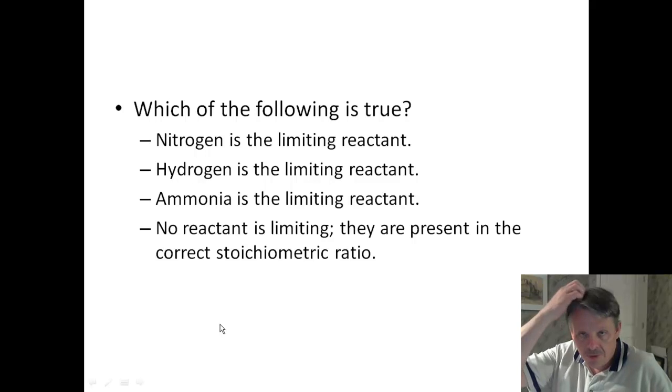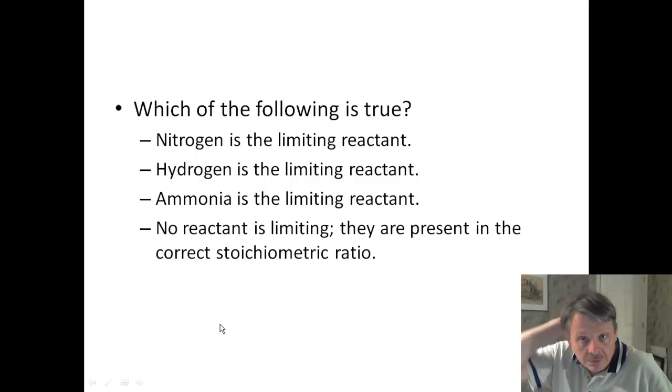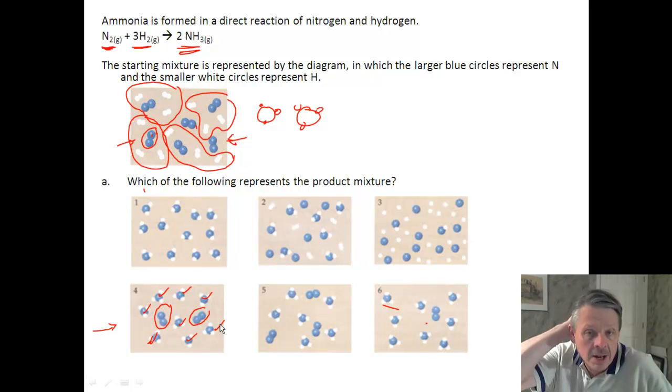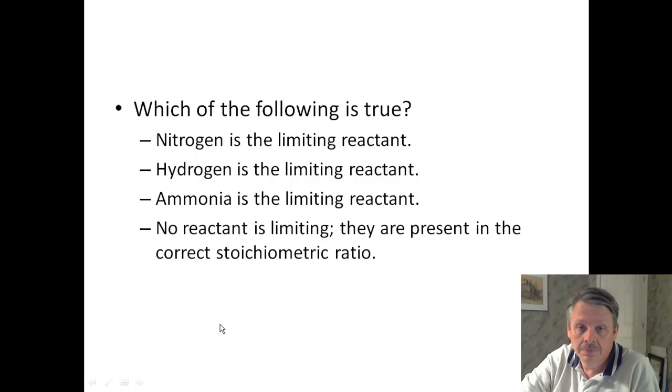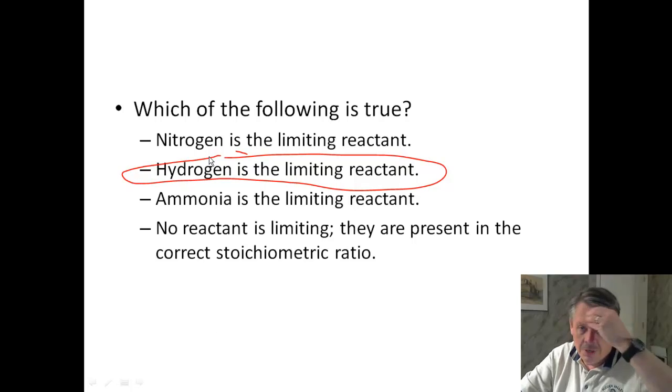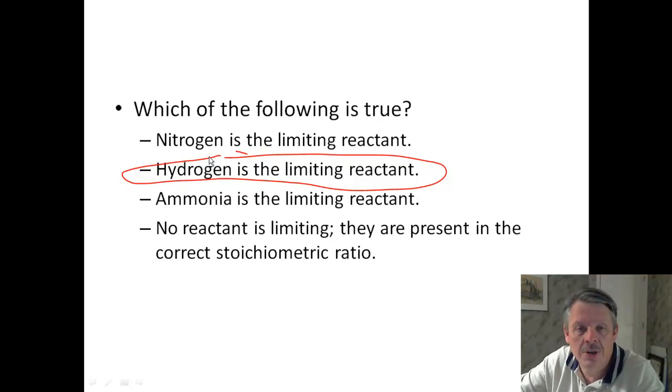Alright, so what did I run out of? Well, I definitely did not run out of nitrogen. I ran out of hydrogen. I ran out of the little white ones. They're gone. Alright, they're all bonded. So hydrogen is my limiting reactant because that's what I ran out of, not nitrogen, not ammonia, and they are not in the correct ratios.